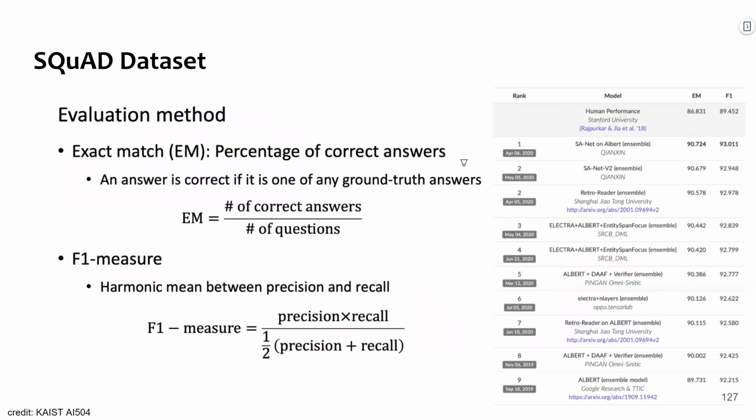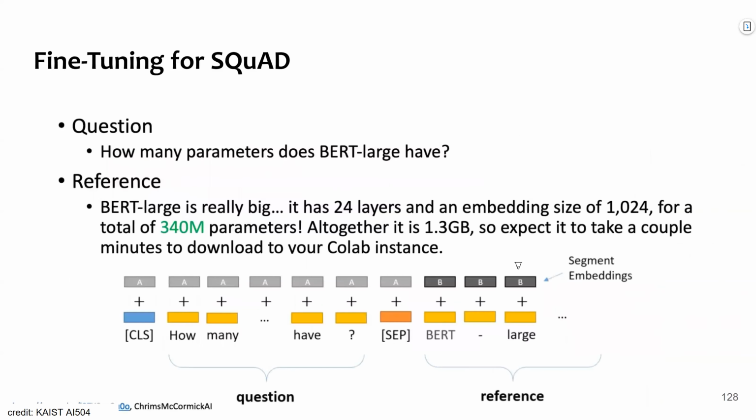And at the time, even in 2020, these models outperformed humans. A human's performance was like this. However, ALBERT and other models already outperformed human performance. And let's have a look at a specific example. How can you fine-tune for this SQuAD task? For example, this has a reference, and from this reference, we need to answer this question.